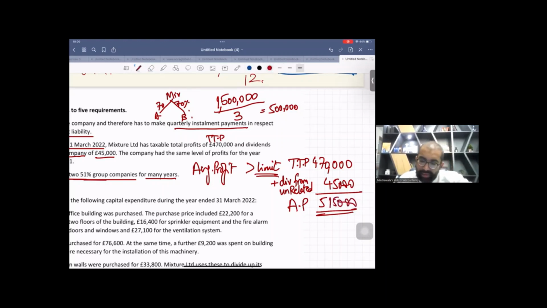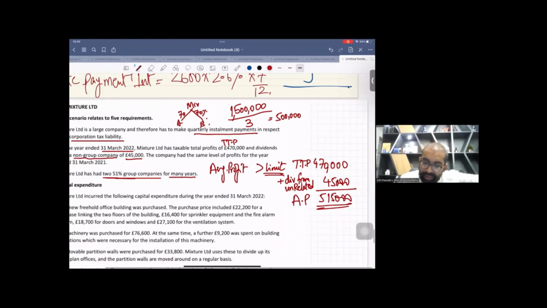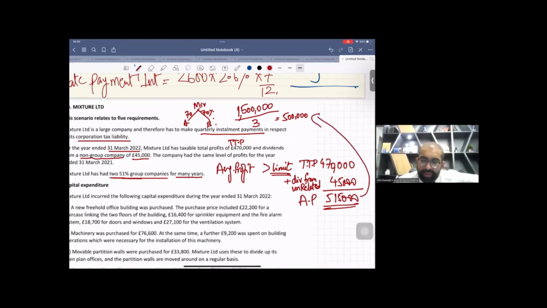Now tell me, as your AP is greater than 500,000, your augmented profit is greater than 500,000. So this year you are a large company, for sure.